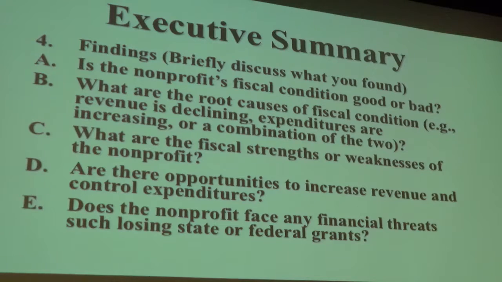What are the fiscal strengths and weaknesses of the nonprofit? What does it do well with respect to revenue growth and revenue management? Does it control expenditures both on the salary side and program and services? Are there any opportunities to increase revenue or control expenditures? Does the nonprofit face any financial threats such as losing state or federal grants? So briefly discuss the findings, and briefly discuss what is driving the financial condition of the organization.